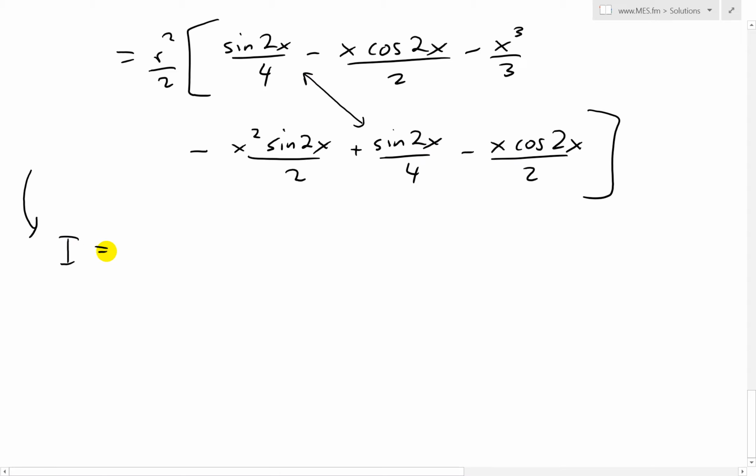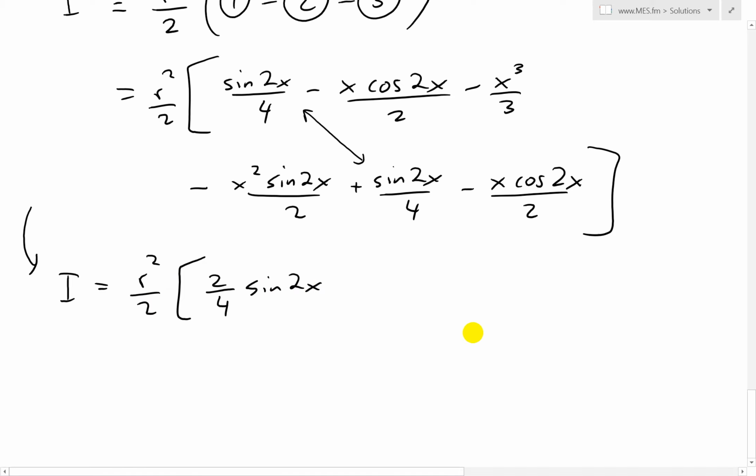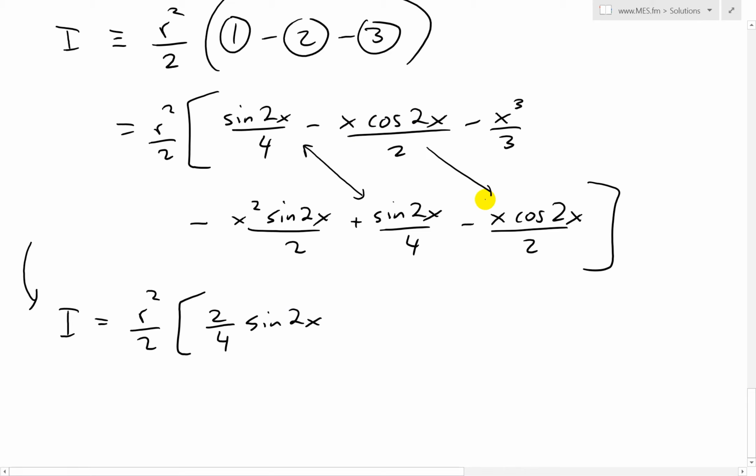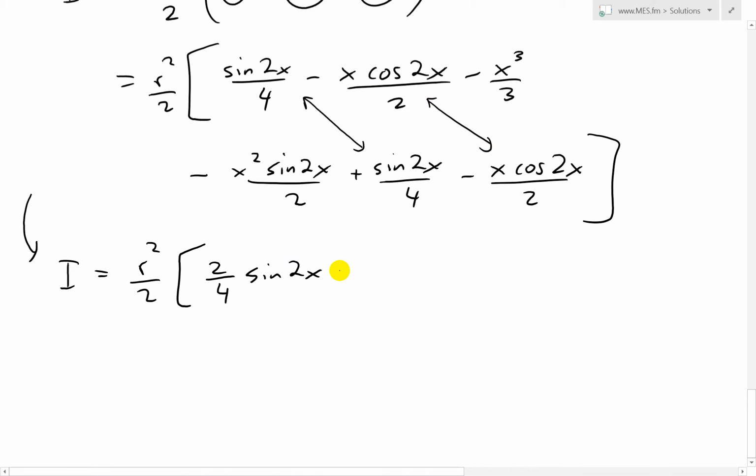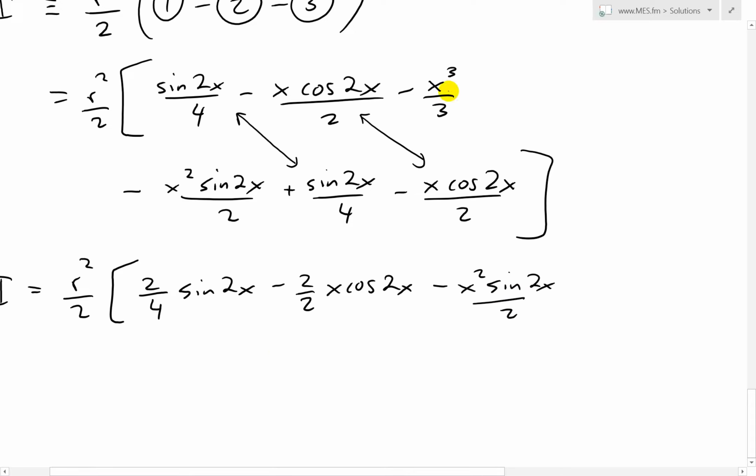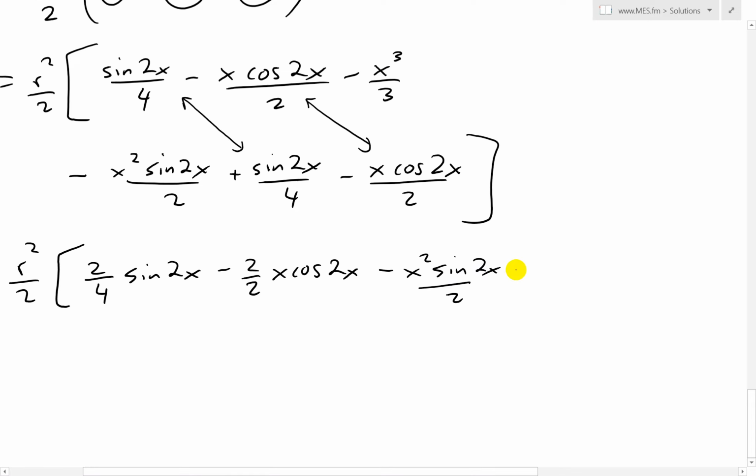I equals 2, r squared over 2. And then this is going to be, well, 2 over 4 sine 2x. And then we have over here, we can add these two actually, and those are both negative, so then those will become negative 2 over 2 x cosine 2x, like that. And then we have, I'll write this one first, so negative x squared sine 2x over 2, because there's no one else like that, and then this one right there. So we have negative x cubed over 3, like that.